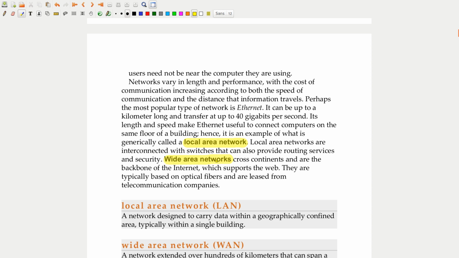Now, WAN versus LAN: wide area networks cross continents and are the backbone of the internet. So the big pipe between Europe and the US is a giant fiber optic connection between the two continents. It'd be interesting to look at how those come to fruition.